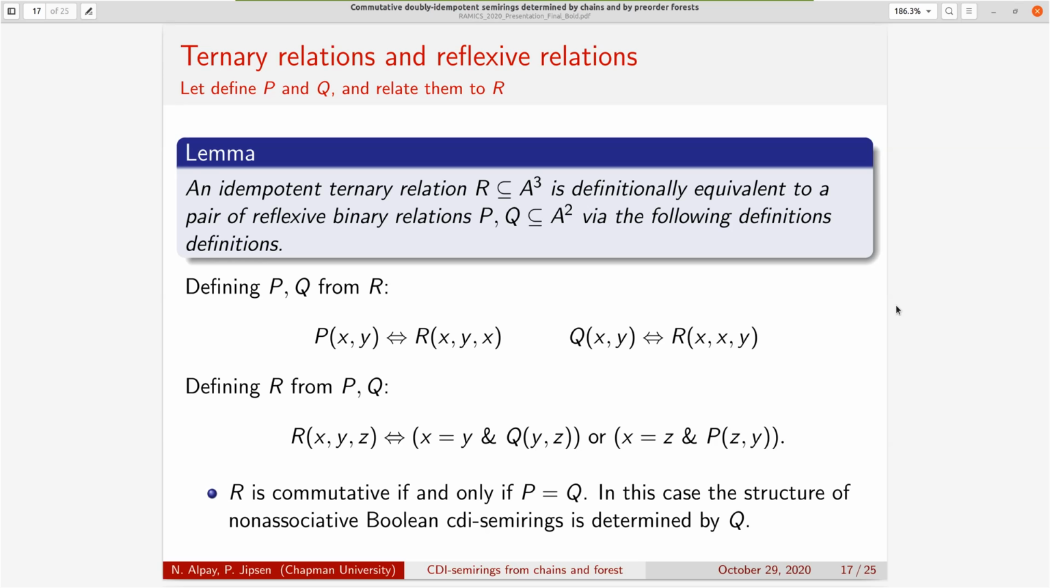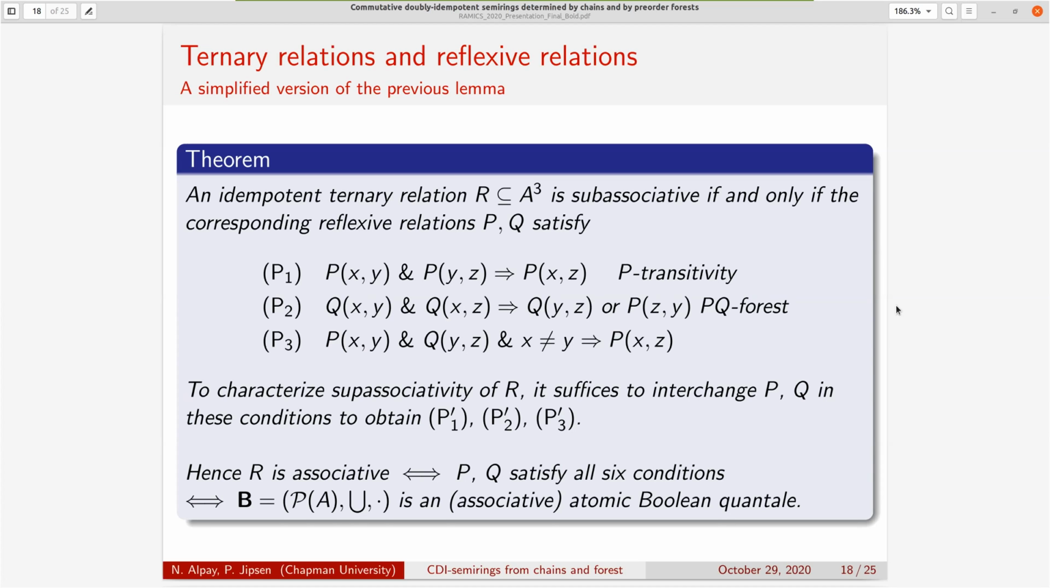Now we can note that R is commutative if and only if P is equal to Q, and in that case the structure would be given by a single relation Q. So now we have the following theorem: an idempotent ternary relation R is subassociative if and only if the corresponding reflexive relations P and Q satisfy P transitivity, which means Pxy and Pyz implies Pxz; PQ forest, which means that Qxy and Qxz implies Qyz or Qzy; and Pxy and Qyz and x not equal to y implies Pxz.